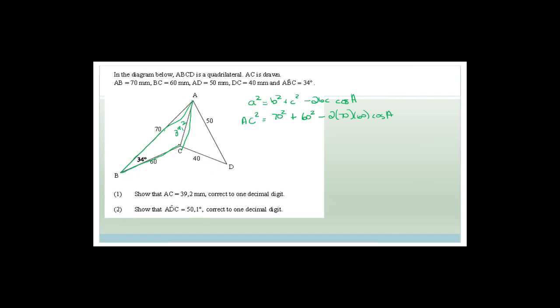ADC. And they want us to prove that this angle ADC is equal to that, correct to one decimal digit. Okay, we've written it. So now, do you agree that we're still going to use the cosine rule? Because we've got three sides and we want an angle. But we need to solve for that angle.